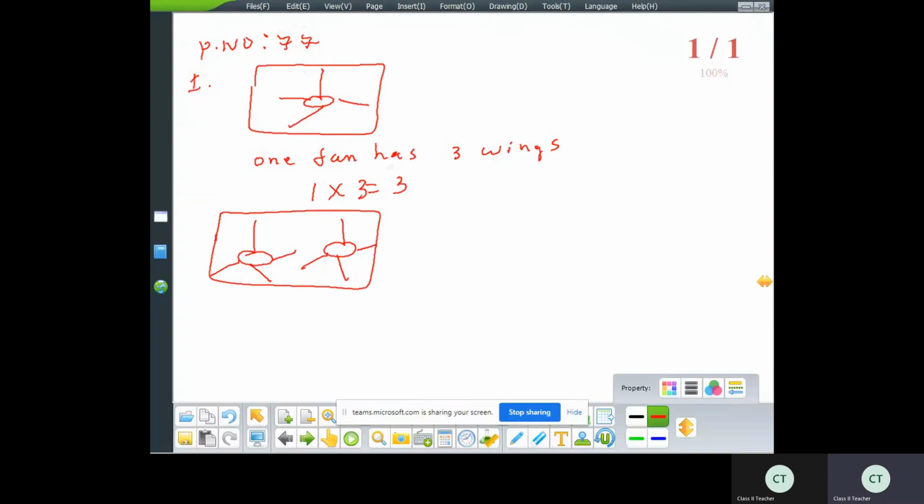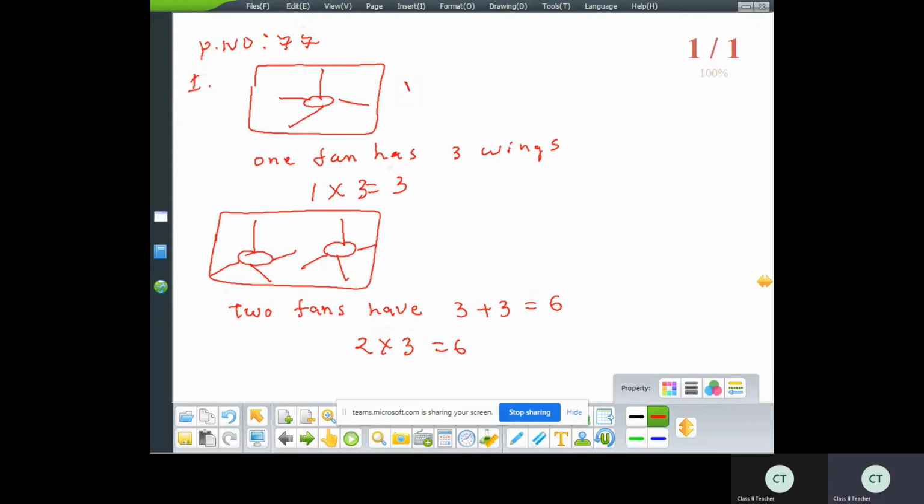In second box, there are 2 fans. 2 fans have in one fan 3 wings. In second fan, more 3 wings. 3 plus 3, 6 wings. Here 3 repeated 2 times. 2 into 3, 2 3s are 6.